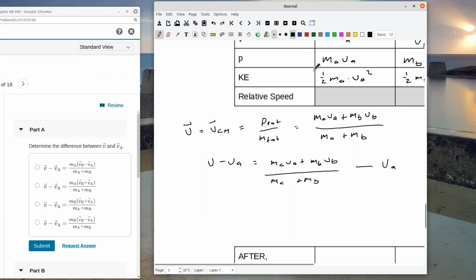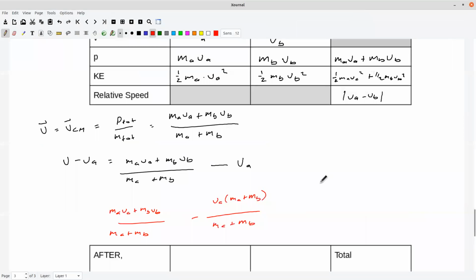So that's, let me go in red, minus VA times MA plus MB over MA plus MB. And then the other term is this whole thing, MAVA plus MBVB over MA plus MB. I'm running out of room here already. Okay, so let me move up there.